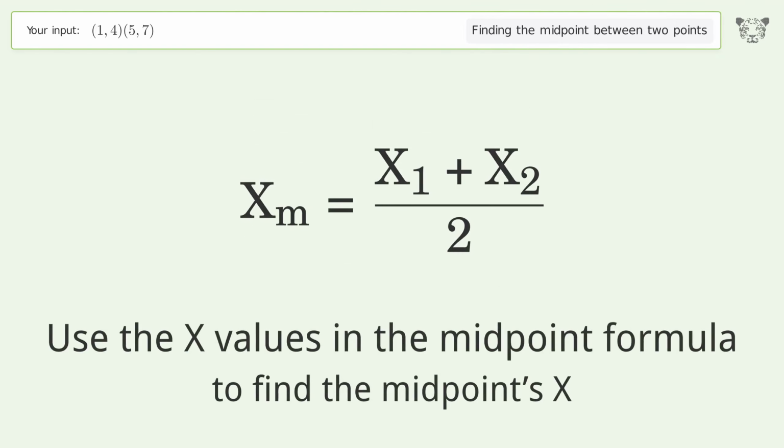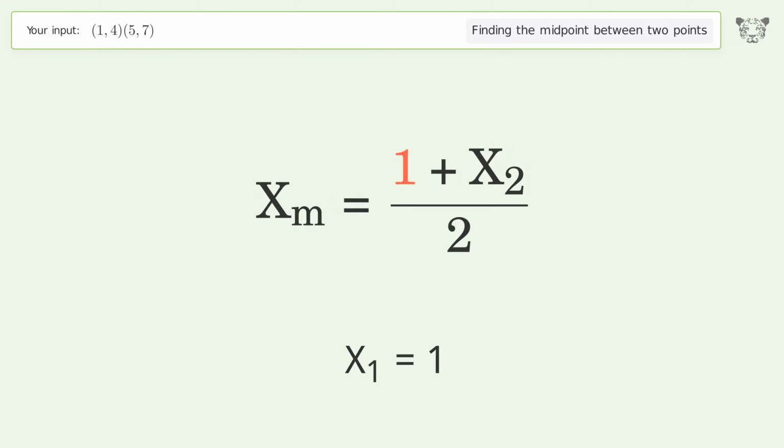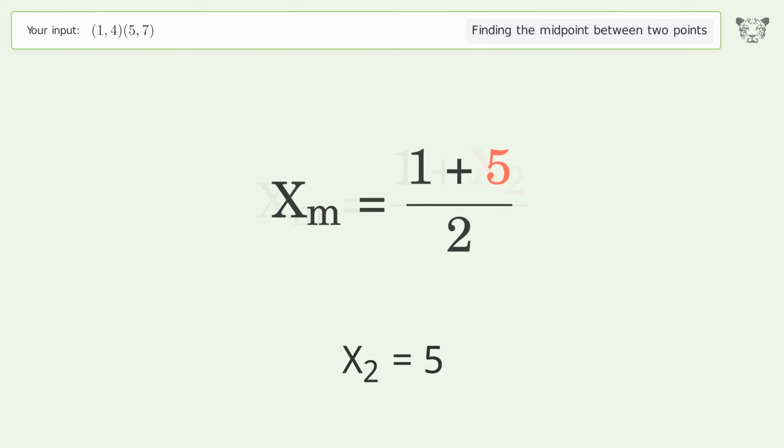Use the x values in the midpoint formula to find the midpoint's x. x1 equals 1. x2 equals 5. Simplify the arithmetic.